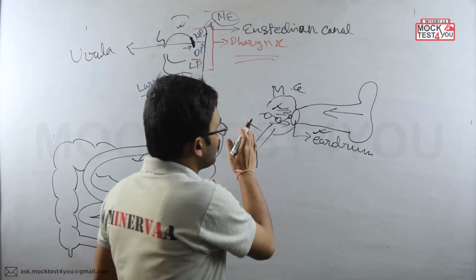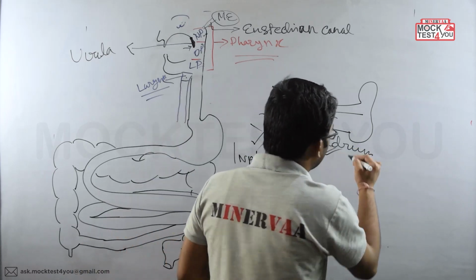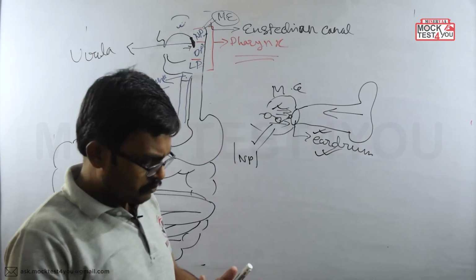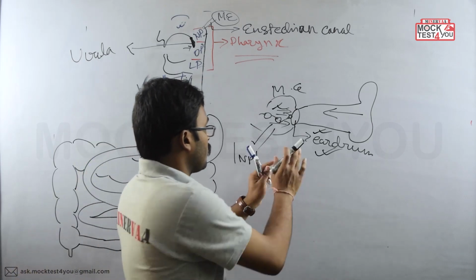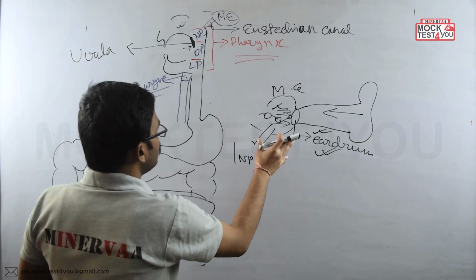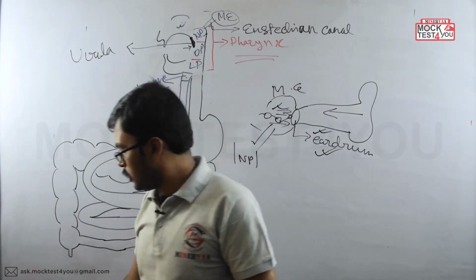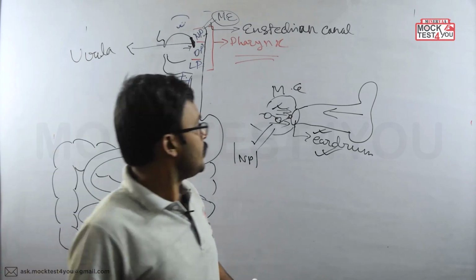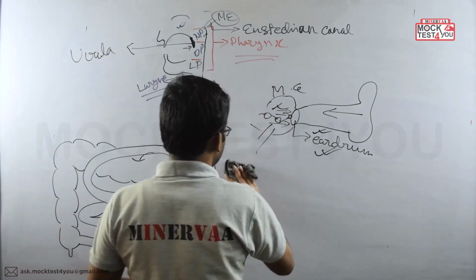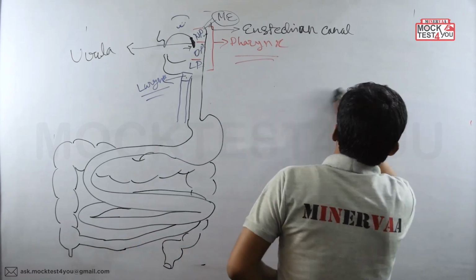And that air through the Eustachian canal is reaching the middle ear region. It is giving the same amount of pressure in the opposite direction, and because of that the eardrum remains in a constant condition every time. Okay, clear? So that's how the Eustachian canal is very important for us. It connects the nasopharynx to the middle ear.